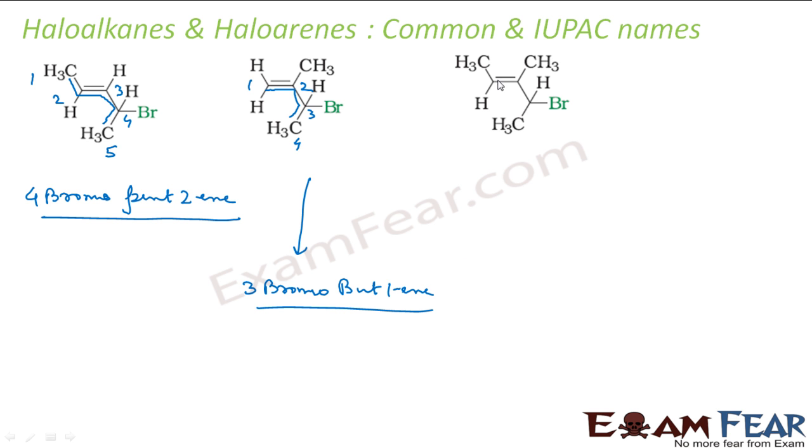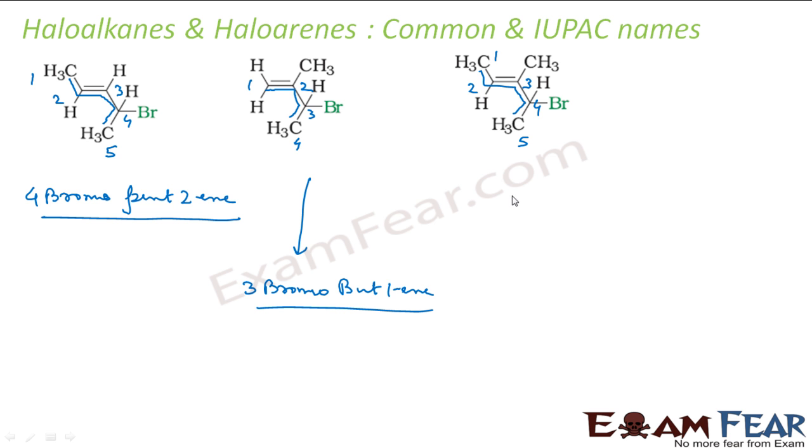Correct. Let's number this one. What is the longest chain here? The longest chain with the double bond is this chain, starting from here, here and here. This is the longest chain. Correct. So here also, we number in such a way that this double bond gets the lowest number. This is carbon 1, carbon 2, carbon 3, carbon 4 and carbon 5.